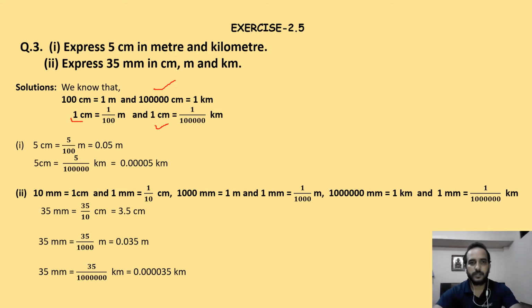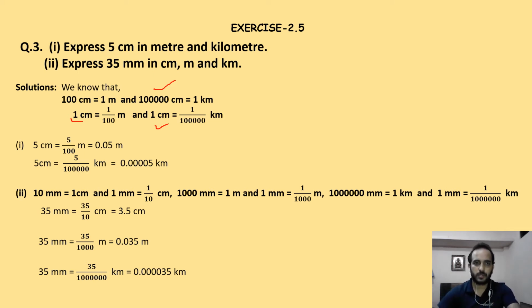And we get the result 0.000035 kilometer. This is how we convert the units, either by dividing or multiplying with the conversion relations. First you need to know the relation between the smaller and the larger units, then you can easily convert any of the given values from smaller to larger units or larger to smaller units.